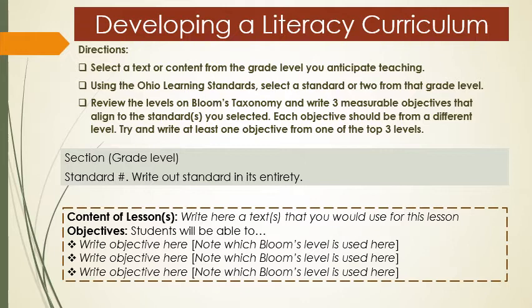I've noted here that you should go to the Ohio Learning Standards and select a standard or two from that grade level. Review the levels of Bloom's taxonomy and then write 3 measurable objectives that align to the standards you've selected. Each objective should be from a different level on Bloom's taxonomy. Try and write at least one objective from one of the top 3 levels.